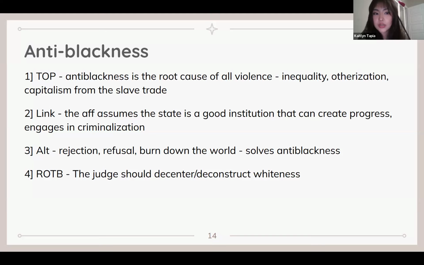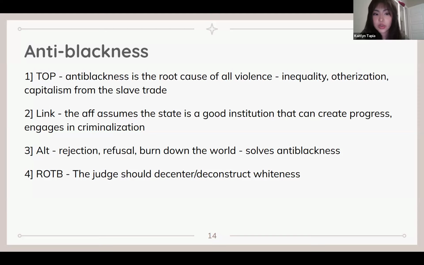But with every critique comes different alternatives, different links, and different roles of the ballot. But this is just one example, right? So there can very well be an anti-Blackness K that just says, you know, anti-Blackness originated from the slave trade. The affirmative assumes that the state is a good institution when this is not possible for certain groups of people. The alternative is to burn down the world, which is something that cannot be conceptualized by non-Black people. And Wilderson says that this is a kind of methodology that is only intelligible and able to be enacted by Black individuals.